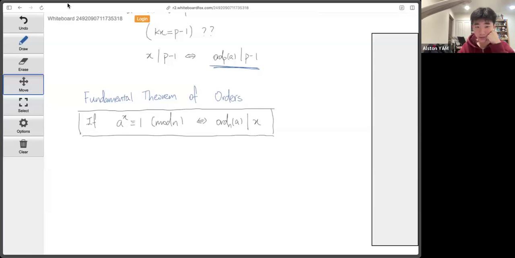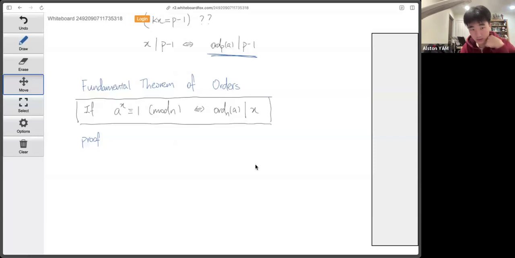Okay, I think that's about time. So I'm just going to go over the proof of this theorem, and then hopefully afterwards we can do some applications of this theorem on some practice problems. So let's start with the proof. And remember, like I said before, this is an if and only if. You see the double arrow in the middle, so we have to go both ways.